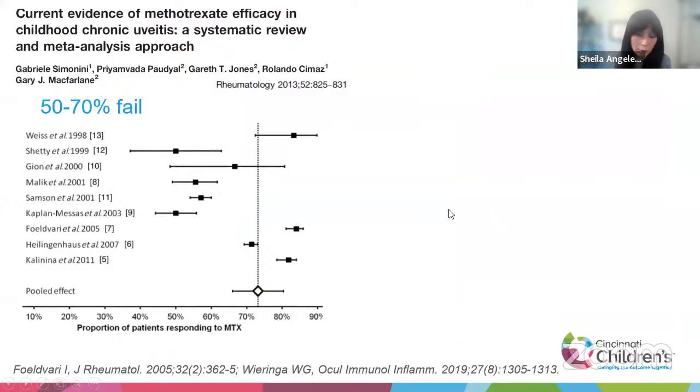Due to the audience and knowing that a lot of these biologics are not necessarily available, I wanted to spend a little bit of time on methotrexate. And my friend Gabriel Simonini had published a meta-analysis previously. And he showed that in children on methotrexate, about 50% of them will fail despite it being our first line agent. And subsequent studies after have shown that anywhere from 50 to 70% of children will fail methotrexate.